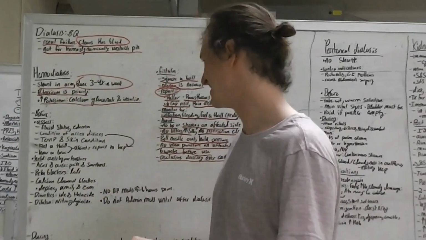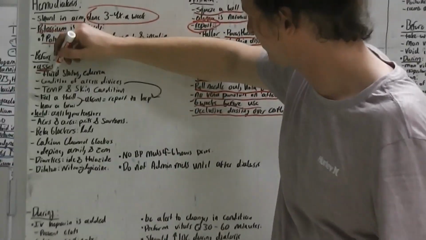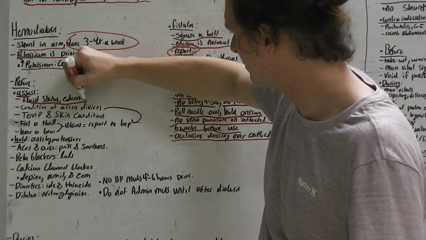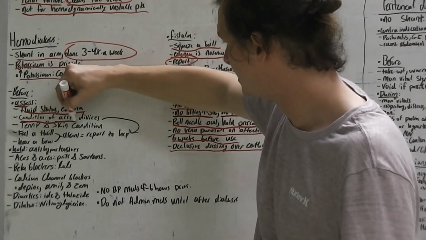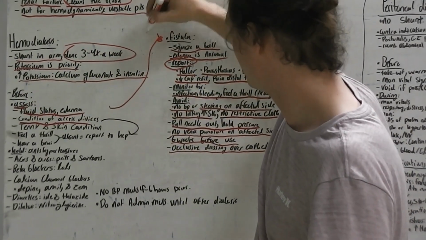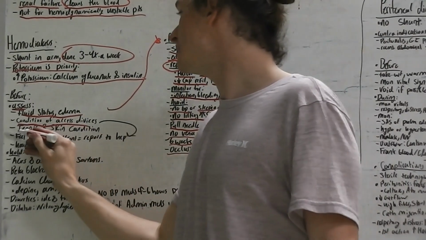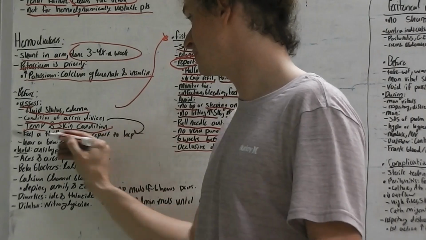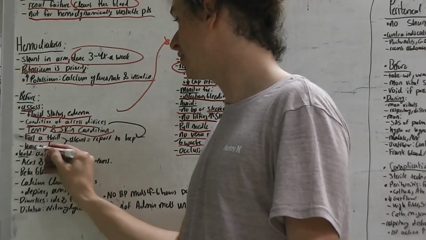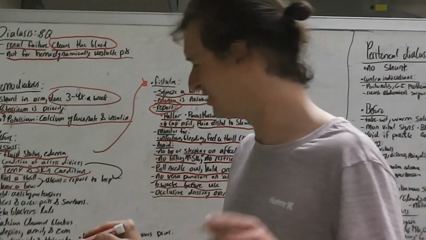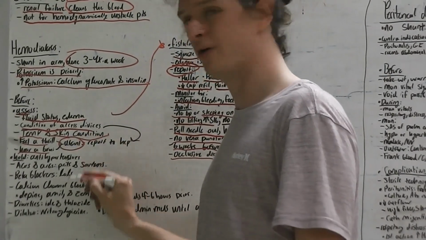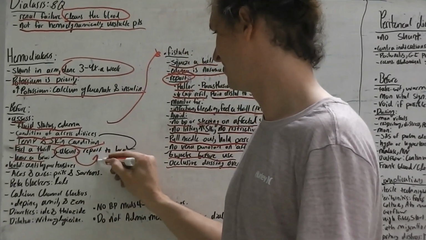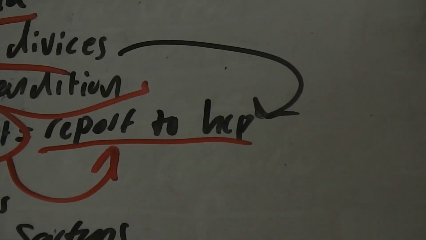Before hemodialysis, we are going to assess the fluid status. We're going to look for edema. We're going to check the condition of these access devices, also known as the fistulas. We're going to look at the temperature and the skin condition of the patient. We're going to feel a thrill and hear a bruit, not palpate a bruit, hear a bruit. And if they're absent, what do we do? What do we do, Kayla? Report to healthcare provider. Yes, good job, Kayla.